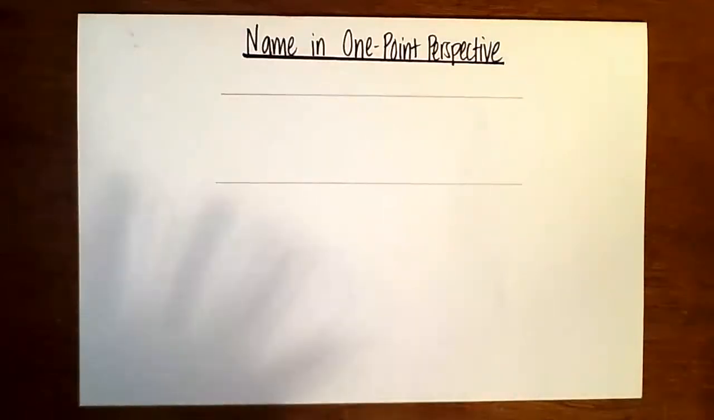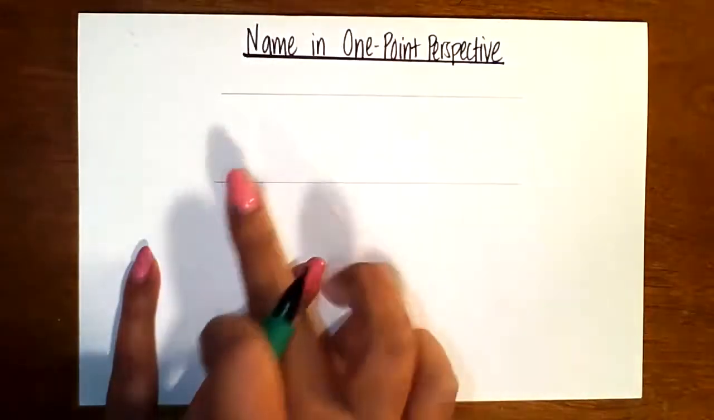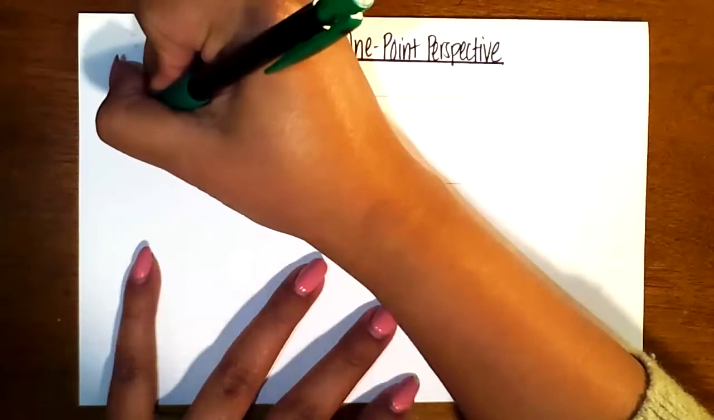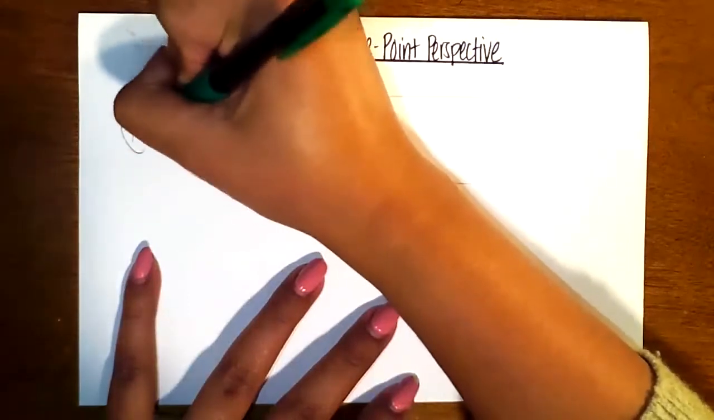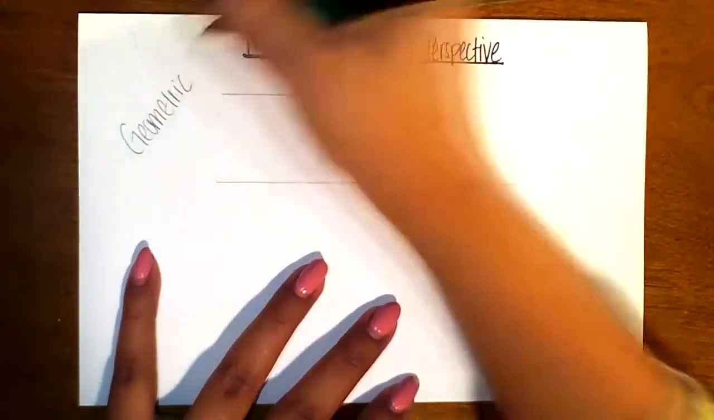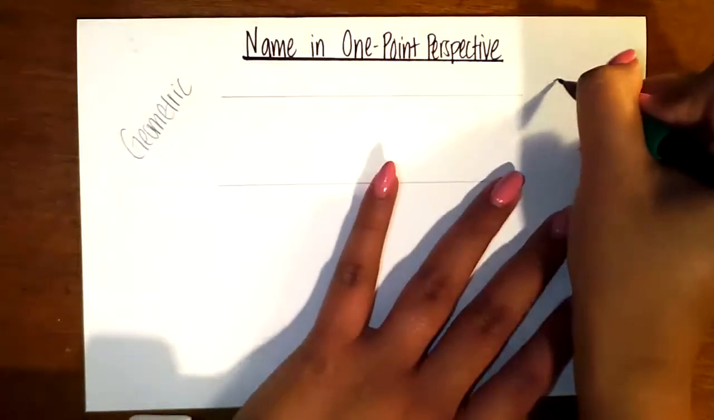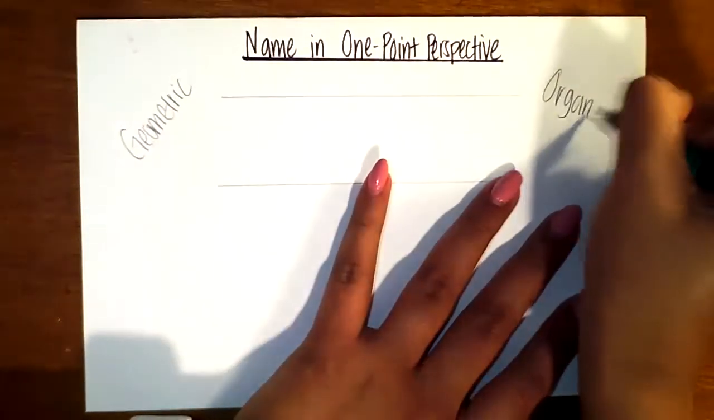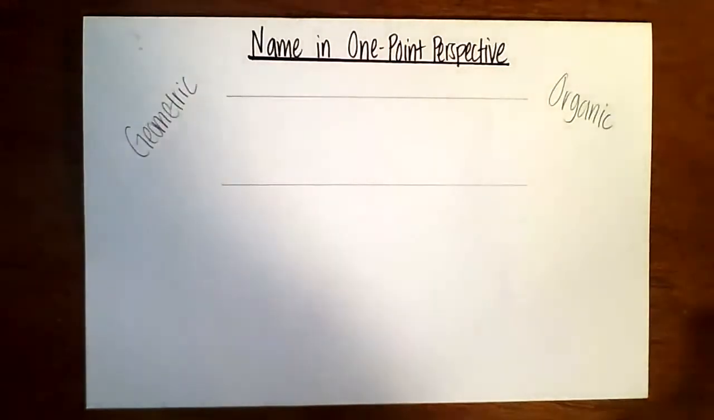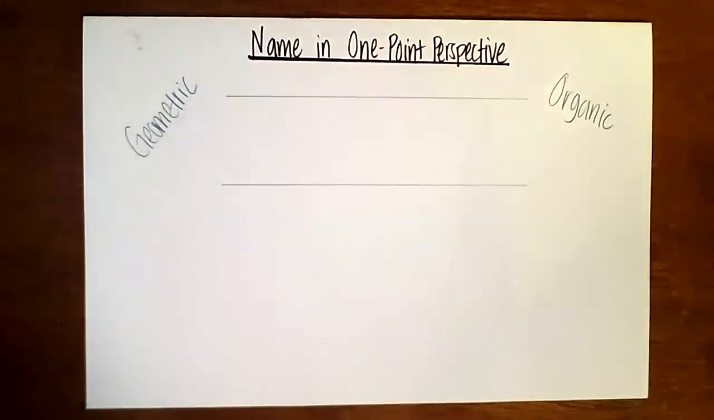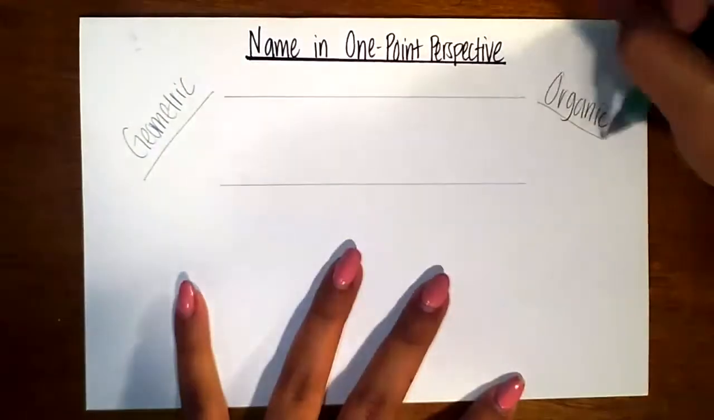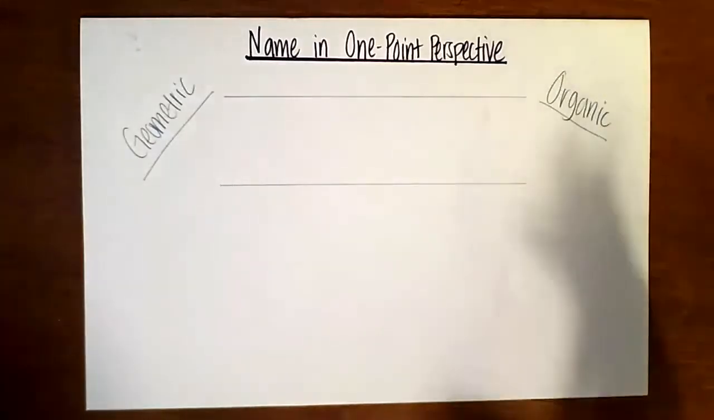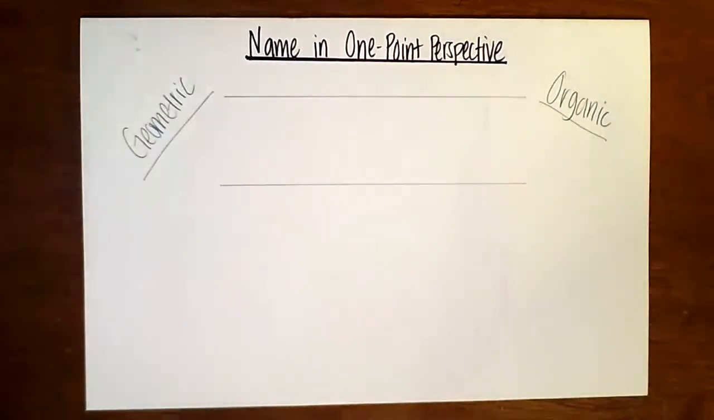For the sake of varying, I'm going to do this side geometric, and this side I'm going to do organic. It's going to be very similar to the previous lesson where we learned how to make geometric and organic shapes in perspective, but this time we're going to do our names in perspective.